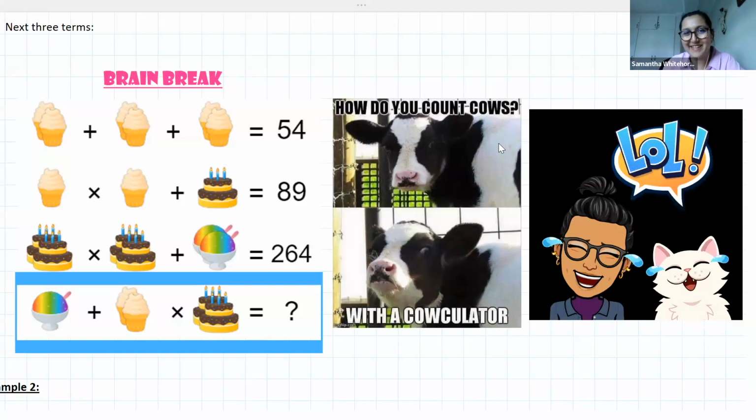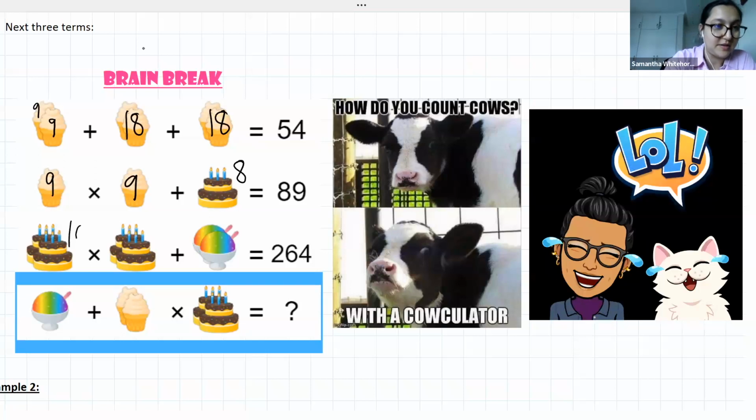So I said 54 divided by 6, which gave me 9. Cool. So one ice cream cone equals 9. And then I said 9 times 9, which is 81. And 89 minus 81, which gave me 8. So the birthday cake is equal to 8. And then there's 2 cakes. So 16 times 16, which gave me 256. And 264 minus 256, which gave me 8. Good.